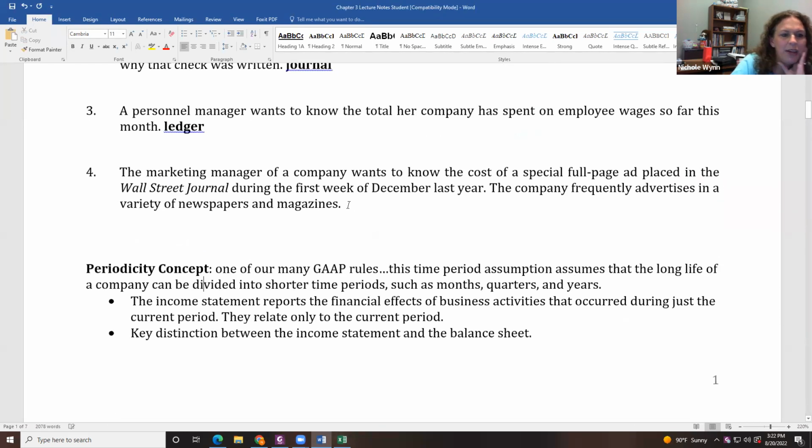The last one says the marketing manager of a company wants to know the cost of a special full-page ad in the Wall Street Journal during the first week of December, and they frequently advertise. We can't look in the advertising T account because it's going to have a bunch of numbers in there, and we won't know which one is the Wall Street Journal. If I'm going to be real honest, we would just look at our receipts and find the one for the Wall Street Journal. But the better answer here is the journal, so we would go to our journal entries.